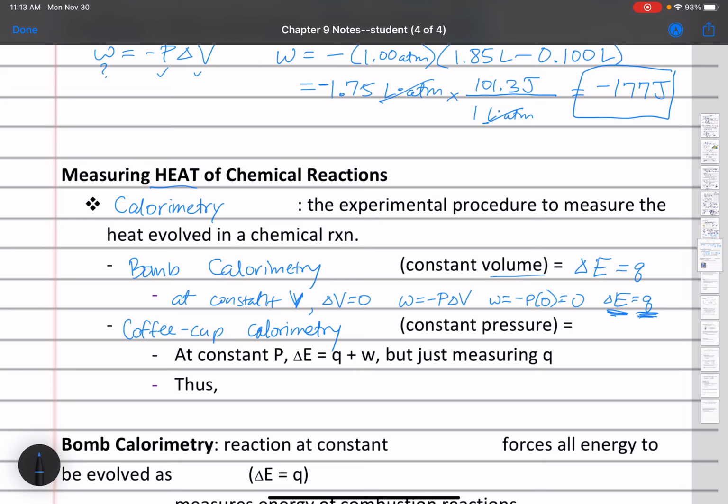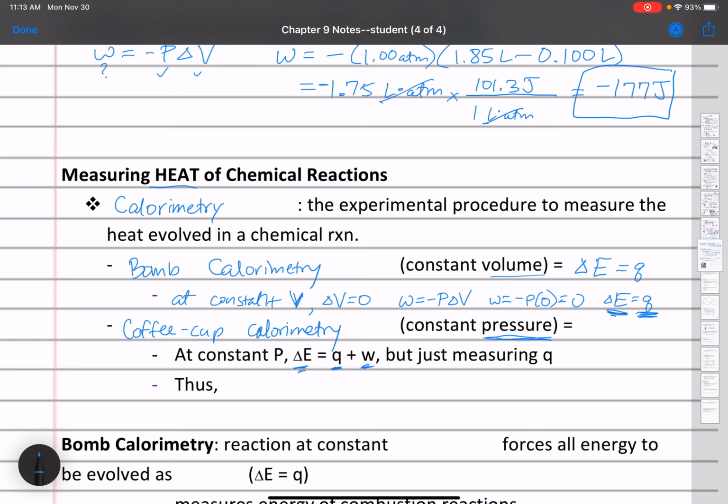So in coffee cup calorimetry, we have a container that has constant pressure. So it's not sealed. And at constant pressure, delta E is going to be Q plus W. So work is still part of the equation. But in coffee cup calorimetry, we're not actually measuring the total energy change because we're not measuring work. There's no way that we measure work. So we are able to measure heat. It's just only heat. It doesn't represent the total energy.